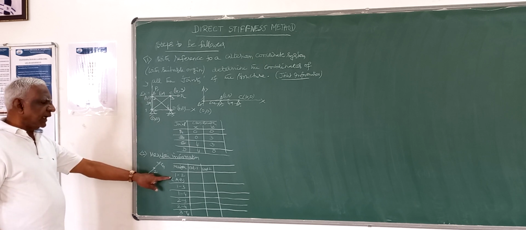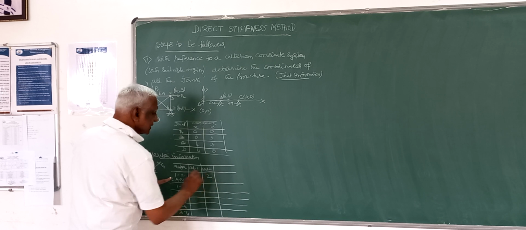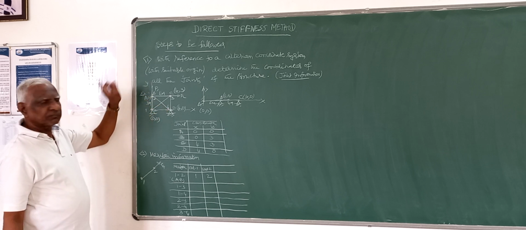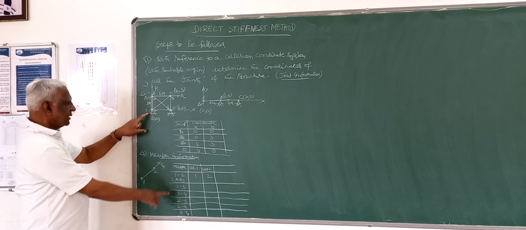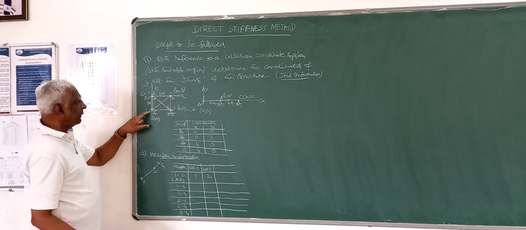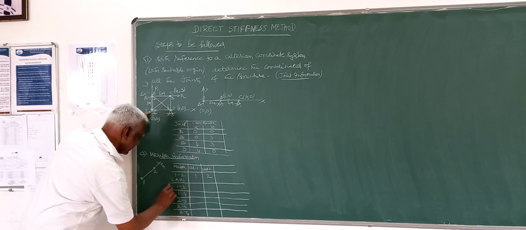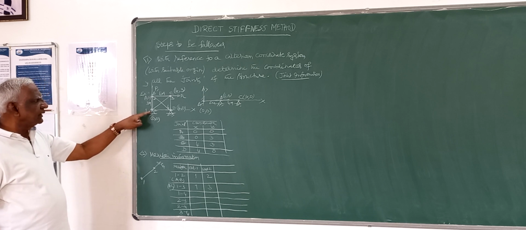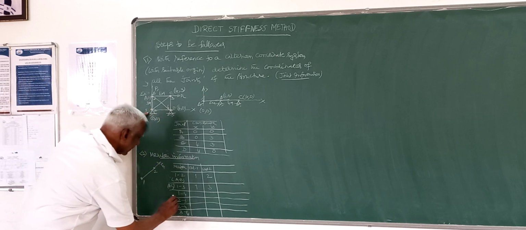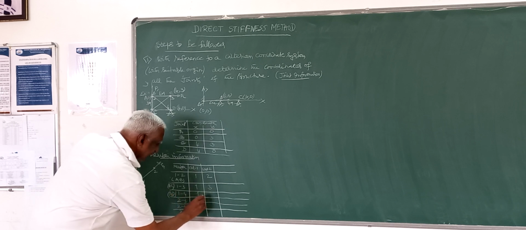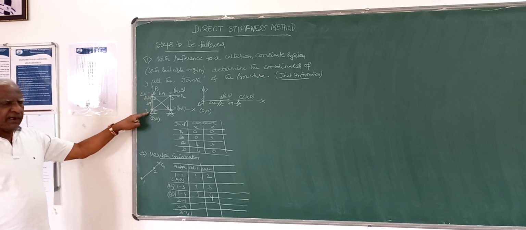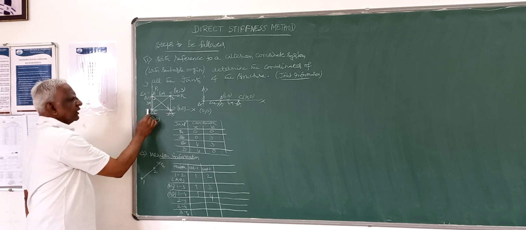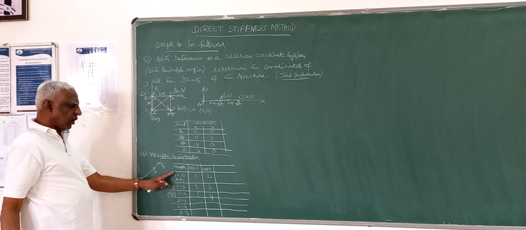So for member AB, end 1 is 1 and end 2 is 2. You can select the first as this, the second as that. Then member 1, 3 is nothing but your member AC. For N1 you can select 1, N2 as 3. Then member 1, 4. For this also you can select N1 as 1 and N2 as 4. That means they are in the positive direction. The element coordinate always runs from 1 to 4, 1 to 3, 1 to 2 for all these members.